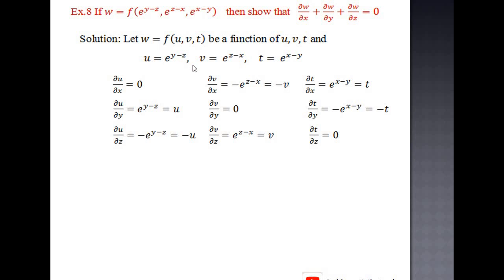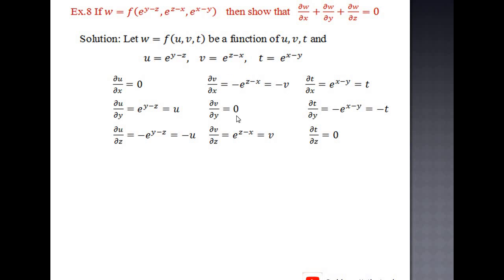First we find the derivatives of u, v, t with respect to x, y, z. Therefore ∂u/∂x equals 0, the derivative of the first term being 0. ∂u/∂y is the derivative of e raised to y minus z, which is e raised to y minus z, nothing but u. The derivative of u with respect to z: the derivative of e raised to y minus z is e raised to y minus z into the derivative of y minus z, which is minus 1, therefore minus e raised to y minus z, that is minus u. The derivative of v with respect to x: the derivative of e raised to z minus x is minus e raised to z minus x, because the derivative of minus x is minus 1, that is equal to minus v.